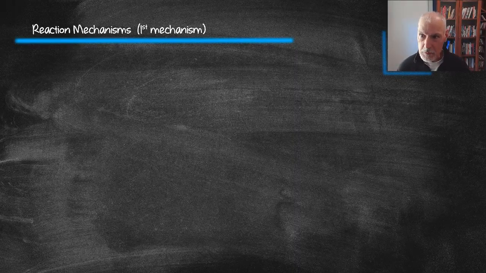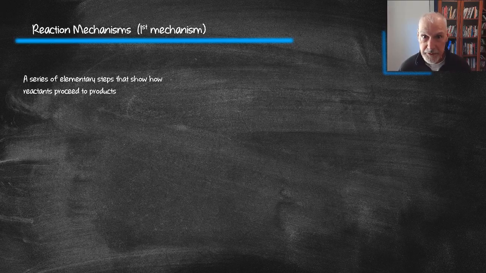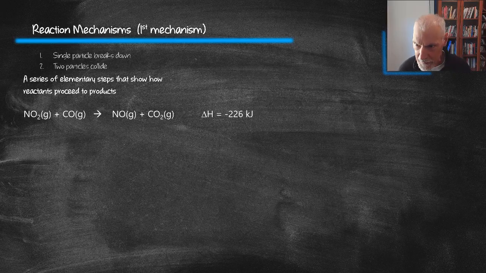In this program, we're going to take a look at what is meant by a reaction mechanism. A reaction mechanism is a series of elementary steps that show how reactants proceed to products. Now, what's meant by an elementary step? An elementary step is either a single particle breaking down or two particles colliding. Let's consider this reaction: nitrogen dioxide and carbon monoxide.